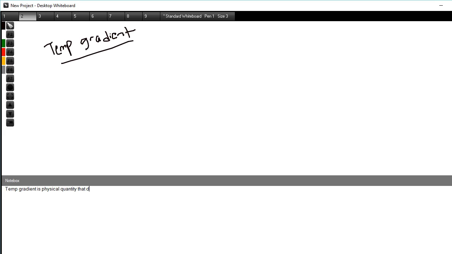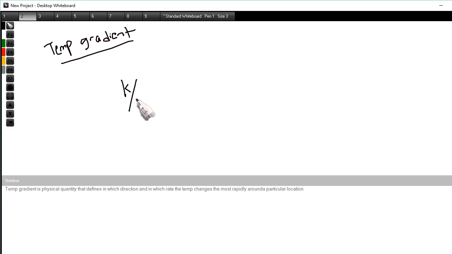that defines in which direction and at which rate the temperature changes most rapidly around a particular location. And it also has a dimension. It is usually expressed in degrees per unit length, so the unit will be Kelvin per meter. Okay, so this is the temperature gradient.